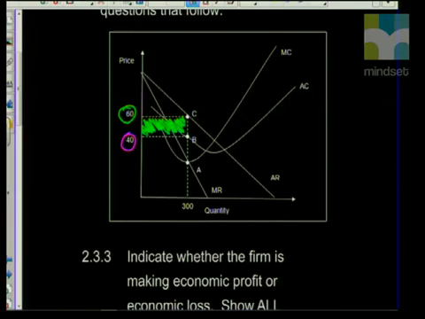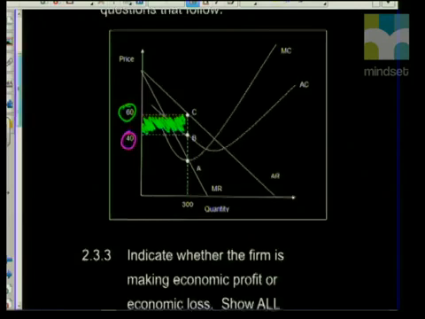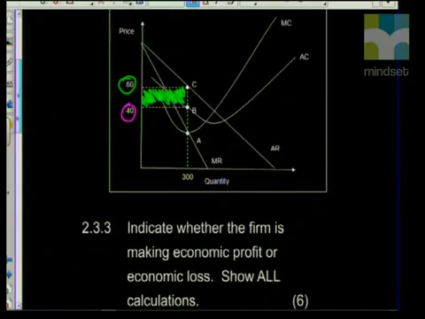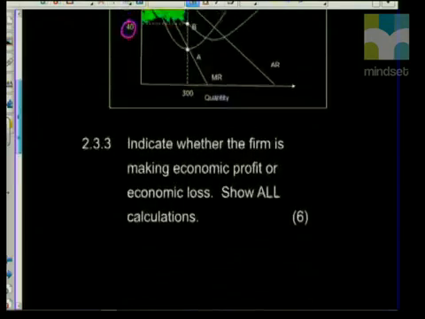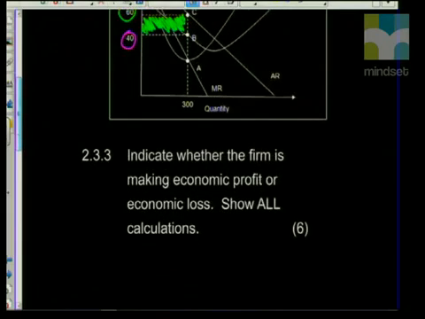Now later on we're going to look at an essay where you have to indicate whether a business makes economic profit or not, and take care that you actually highlight the area so that it's clear that you know where the economic profit is made. To do the calculation, we are going to do the following. We're going to take the average revenue minus average cost, and that will give us profit.